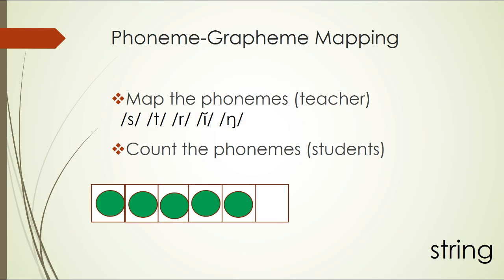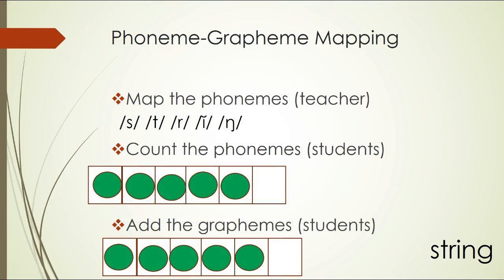So, if I take the word string, there are our phonemes. We have five phonemes because our N and our G go together to make one sound.